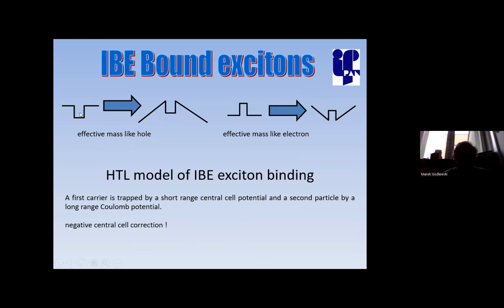Let's assume a situation like nitrogen in gallium phosphide on the phosphorus site. Due to the very strongly electronegative nitrogen, an electron can be trapped by a short-range potential. The center is then charged, and immediately a long-range Coulombic potential is formed, which I schematically show like this.